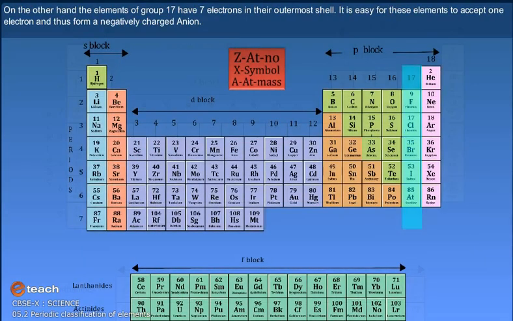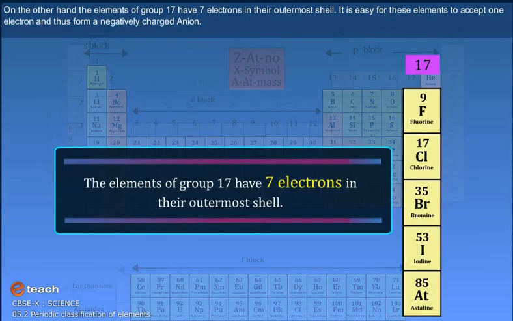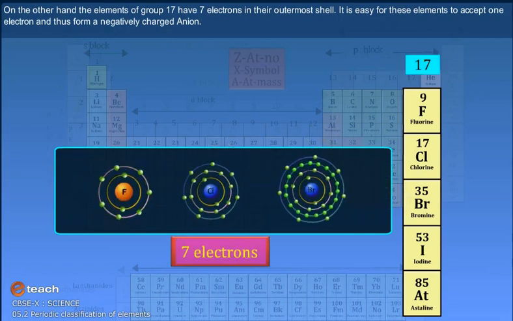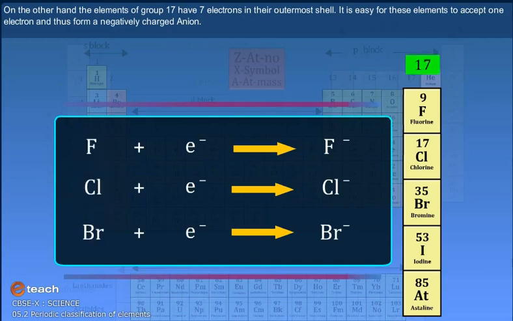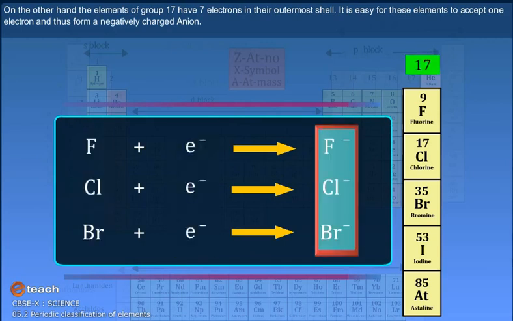On the other hand, the elements of group 17 have 7 electrons in the outermost shell. It is easy for these elements to accept 1 electron and thus form a negatively charged anion. Example: fluorine, chlorine, and bromine.